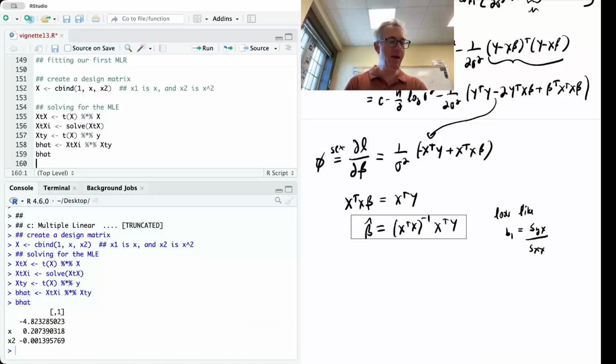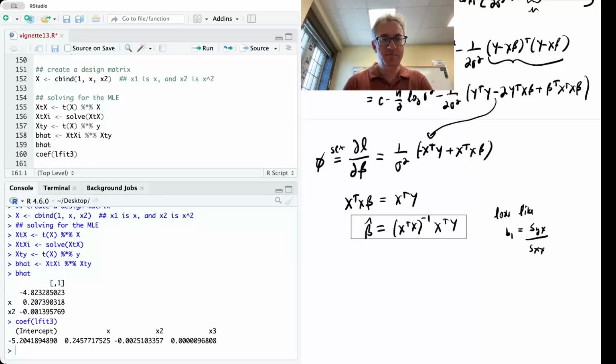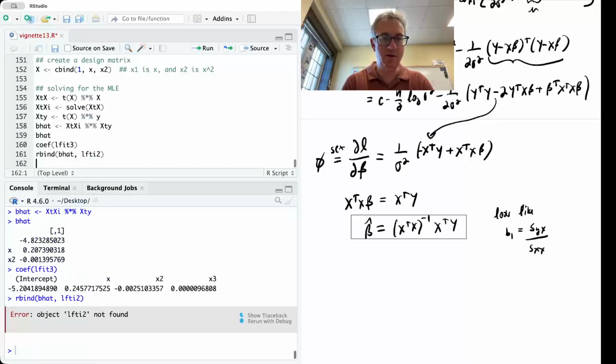Okay, and we can compare that against what we calculated earlier, right? We did it with the lm command. So coef, we called that one lfit3. So, oh no, it was lfit2. Sorry about that. So let's do rbind, b hat, and lfit2. I was looking at the wrong place in my notes. coef lfit2.